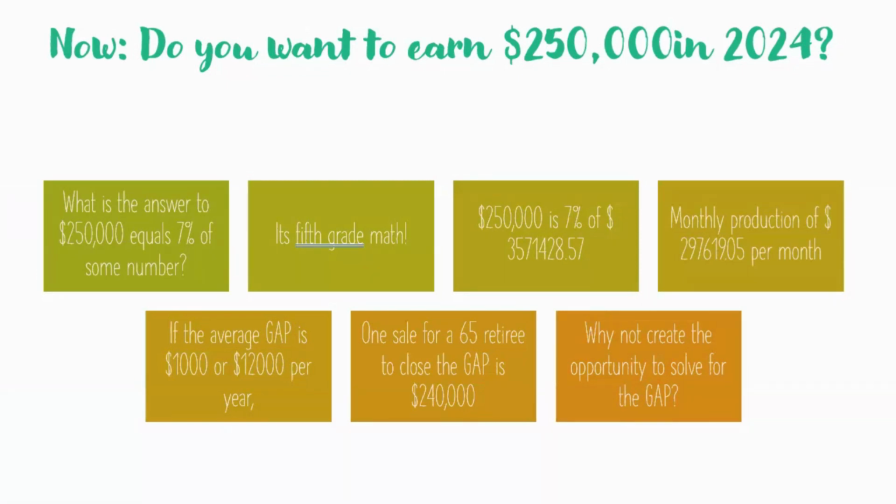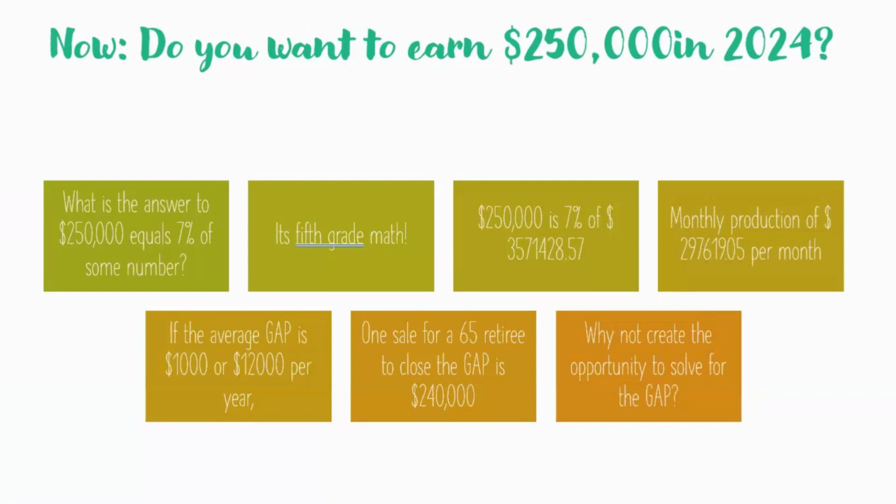What is the answer to 250,000? Well, I know it equals 7% of some number just in commissions if you're selling income annuities. That's 7%. So it's just a simple fifth grade math problem. $250,000 is 7% of $3,571,428.57.